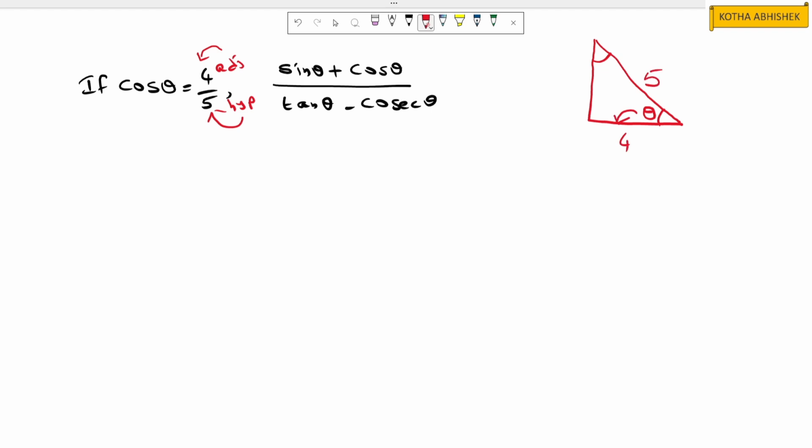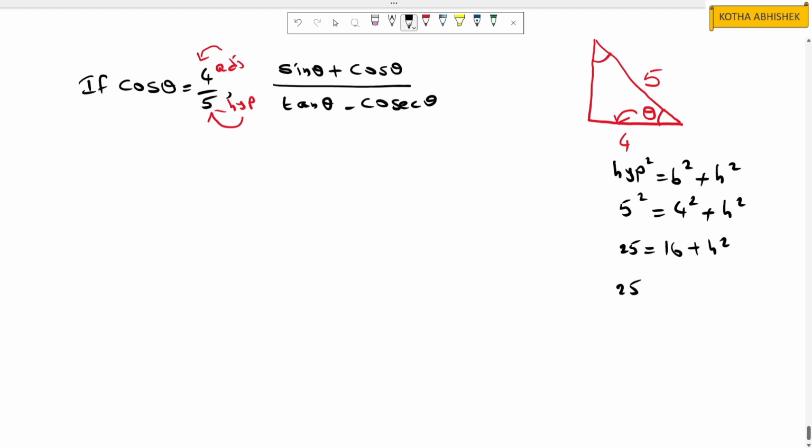Now only two sides are there. Let us find out the third side first. Hypotenuse square equals base square plus height square. Hypotenuse is 5, right? So 5 square equals base 4, 4 square, plus height, which we don't know, we need to find out. 5 square is 25 equals 4 square 16 plus height square. If we take 16 to the left side it will become minus 16, so 25 minus 16 is 9. So height square is 9. It means which number square is 9? That is 3. So height is 3 units. So this side is 3 units.